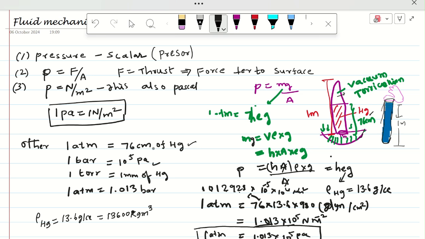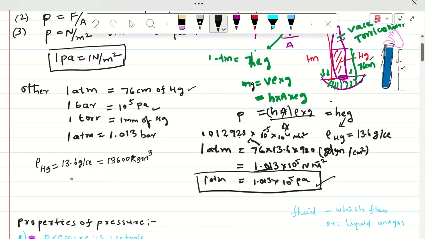So 1 atmosphere equals 76 centimeters of Hg. If we substitute the values, you will get 1.013 into 10 power 5 pascals. So 1 atmosphere equals 1.013 bar also, because 1 bar equals 10 power 5 pascals. In torr, 1 torr equals 133 pascals, and 1 torr equals 1 millimeter of Hg. If I want to convert it to pascals, I get 133 pascals. So these are the units and calculation of pressure.